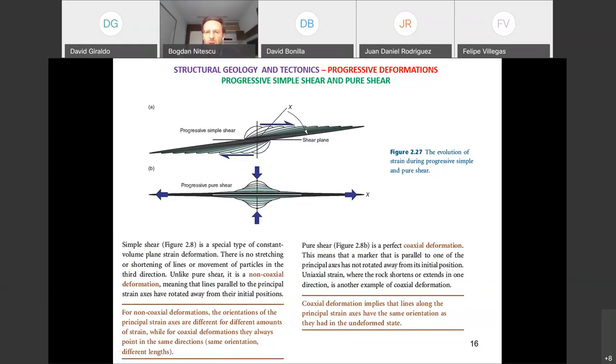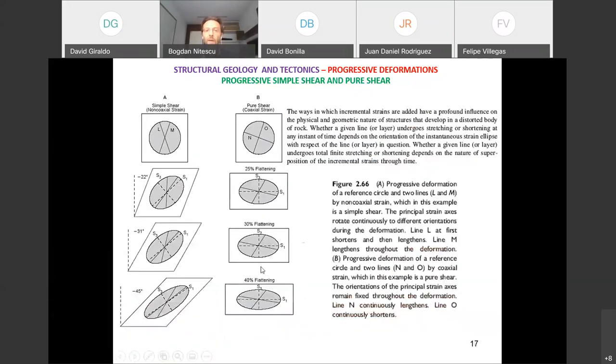So, okay, this is explained in the text here, but I'm more interested that you understand and see that these concepts actually are not very difficult. Once we can picture in our minds what happened. So this is just repeating what I've shown you.